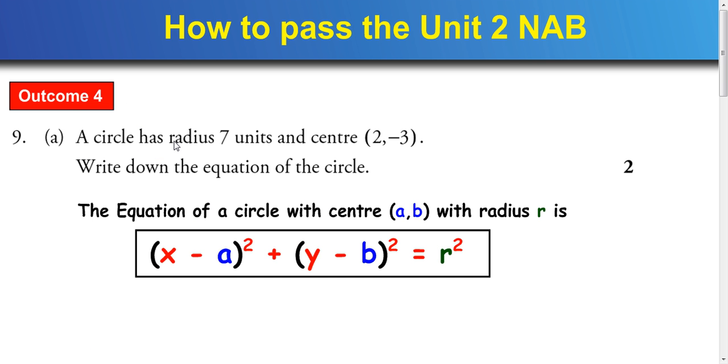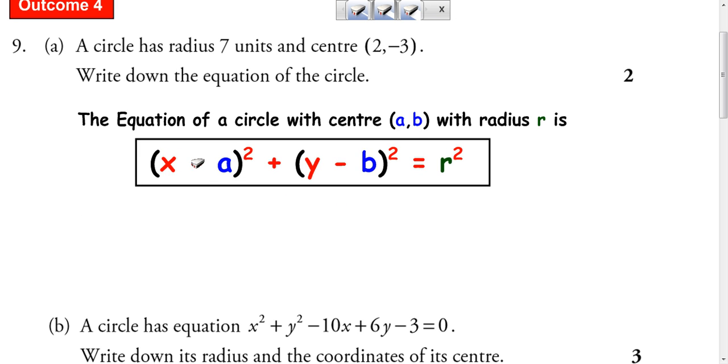So question 9, a circle has radius 7 units and centre point (2, -3). Write down the equation of the circle. So we go to our formula sheet, and on your formula sheet you will see this, where (a, b) is the centre point. So 2 can just be substituted in as a, and -3 is b, which means this is going to end up with a plus, and 7 can go in here.